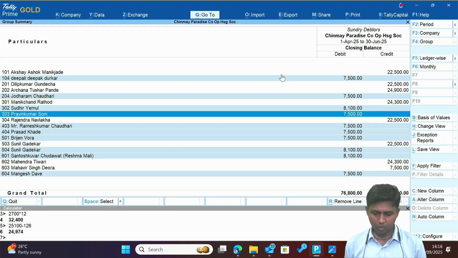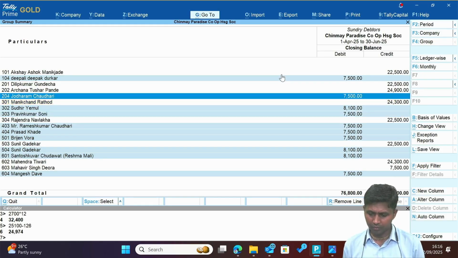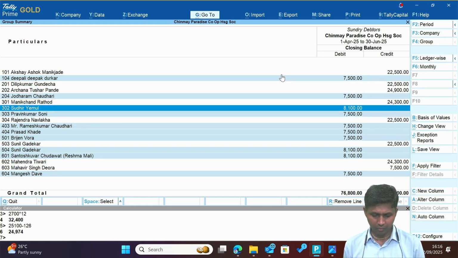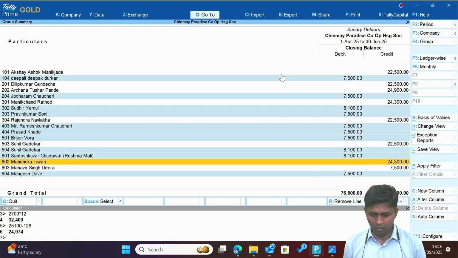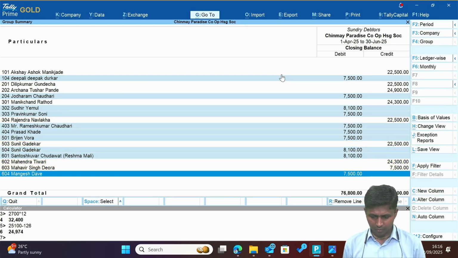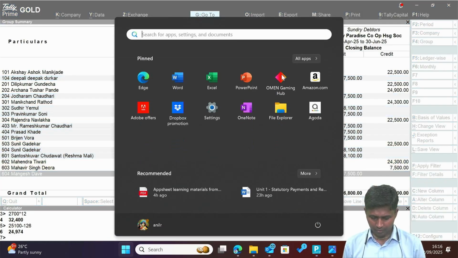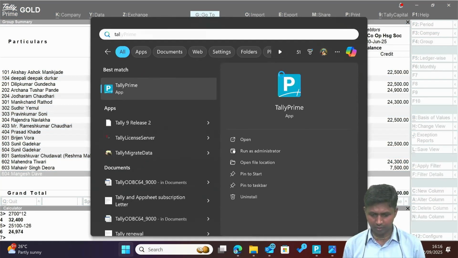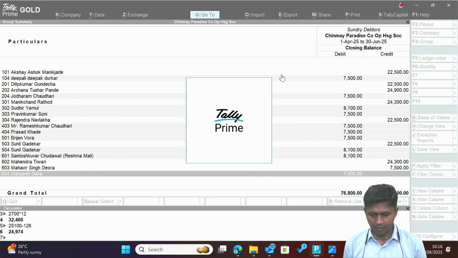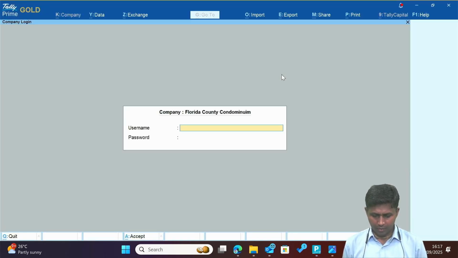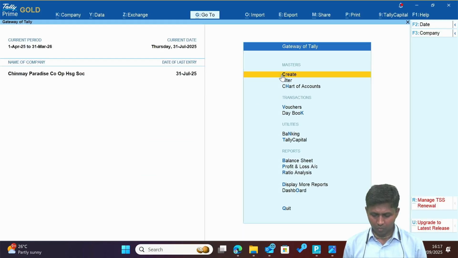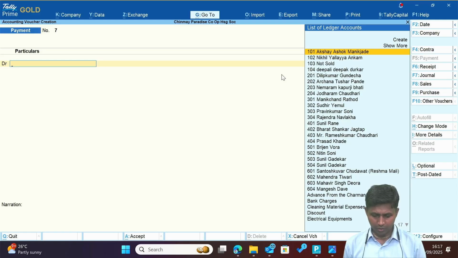And how much penalty? June month's penalty, let's say only 100. Don't provide for April and May months, only June month. That means how much penalty? You can count the rows in another tally. Let this be opened, and then after that start one more tally, and here in this tally open your company. In the voucher, to provide the penalty, we'll use the journal voucher type.